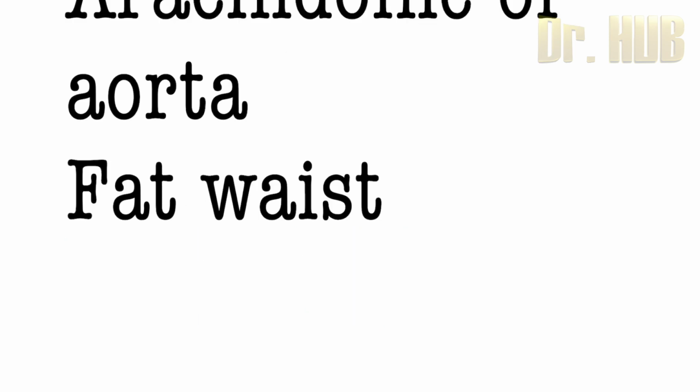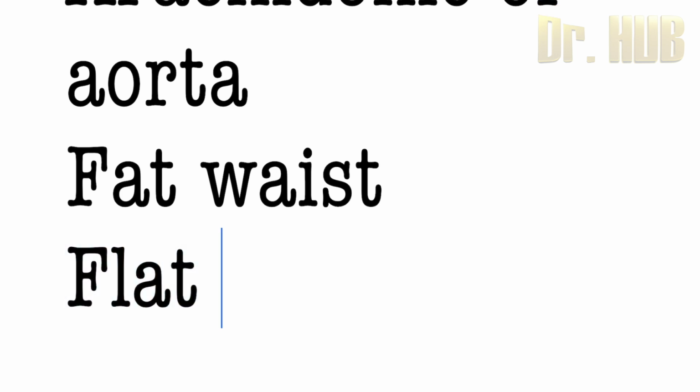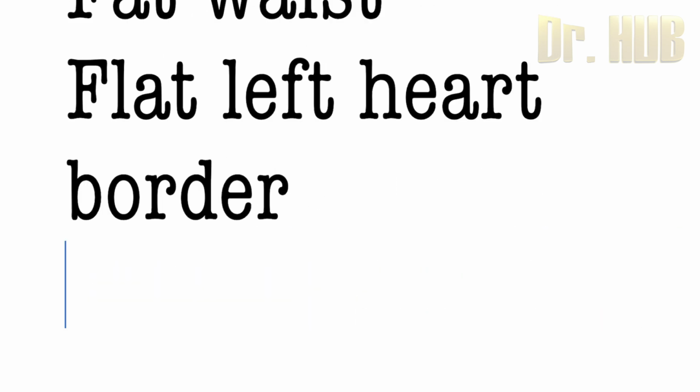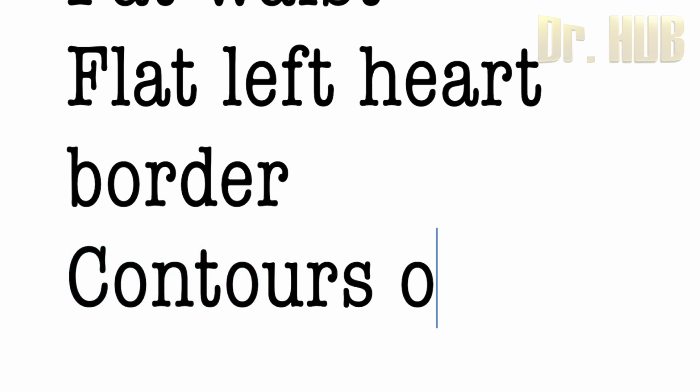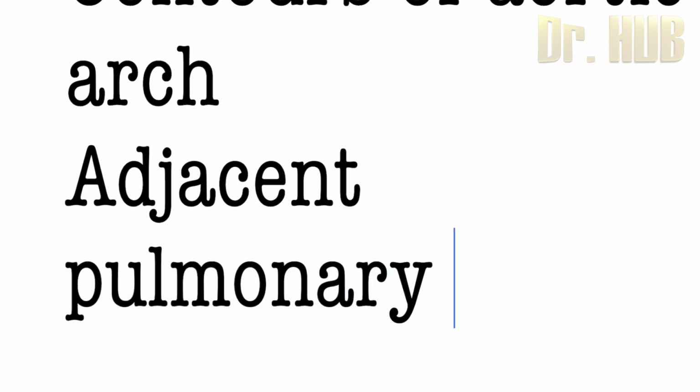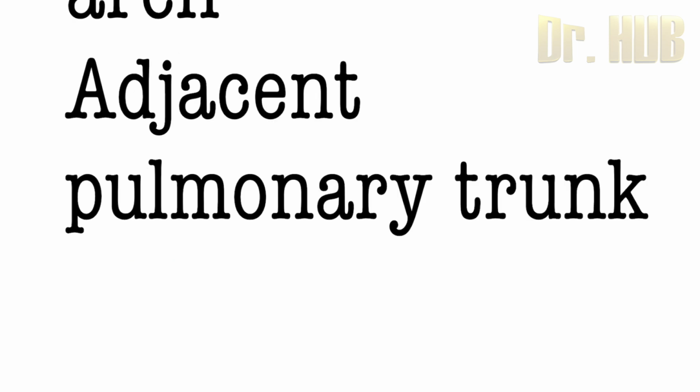The flat waist sign refers to the flattening of the left heart border. So flat left heart border is what is seen, and specifically the contours of the aortic arch and adjacent pulmonary trunk as well. And it is seen in case of the severe left lower lobe collapse.